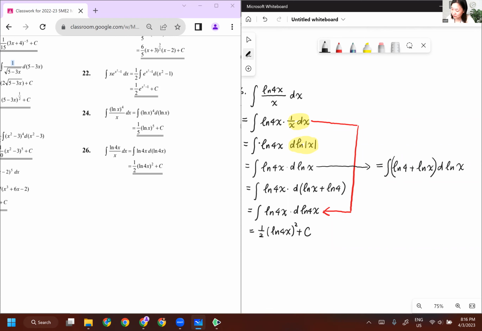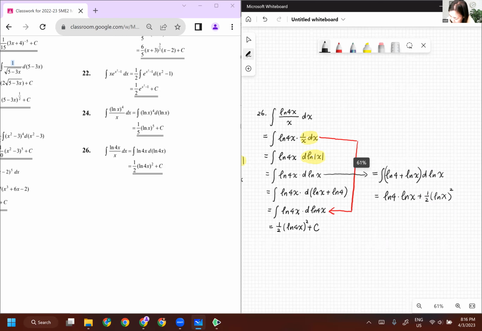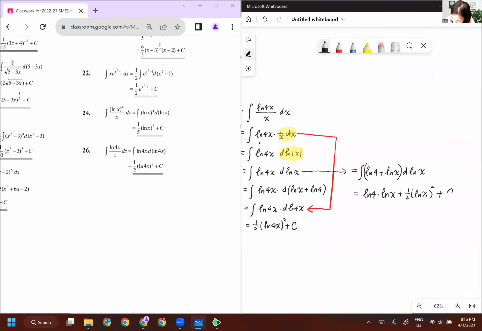Okay. In this case, you will get a different answer because this will be log 4 times log x plus 1/2 log x squared plus c. Okay, and that answer is also correct. This is also correct. Now, if you compare these 2 answers, I hope you can find peace. Oh, these are equal, equivalent.